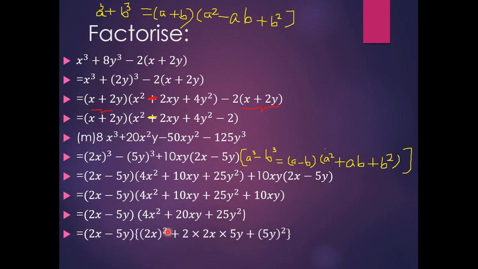Okay, and now 2x whole square and this 5y whole square, you can make the 2ab form in the middle, 2 times 2x times 5y. So it is just like a square plus 2ab plus b square. So a square plus 2ab plus b square is a plus b whole square. So this can also be written as 2x plus 5y whole square. So this is 2x minus 5y and this 2x plus 5y whole square. These are the required factors for this given expression.